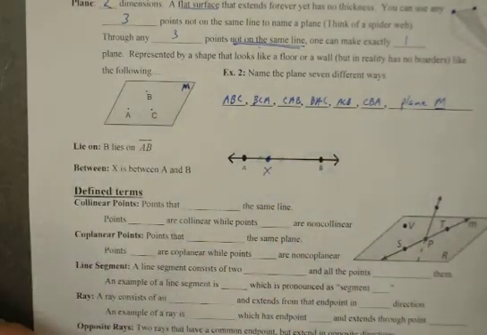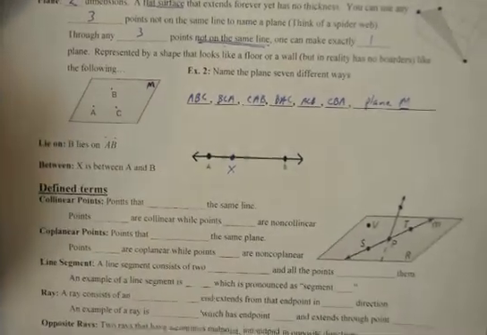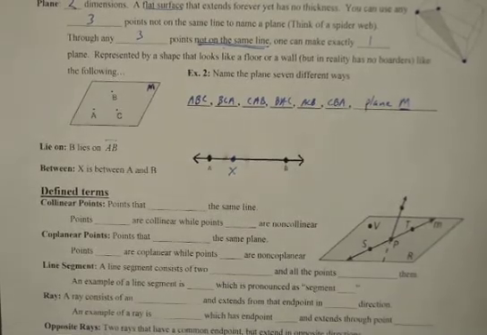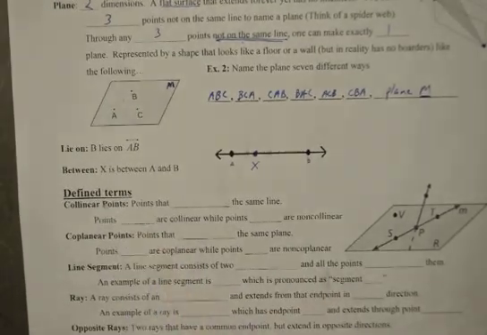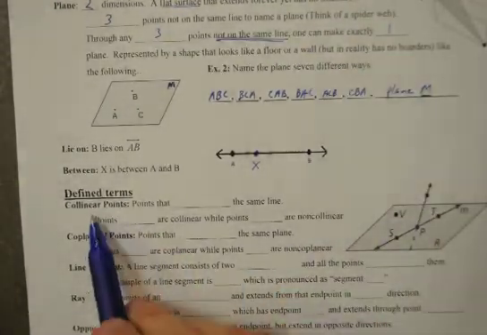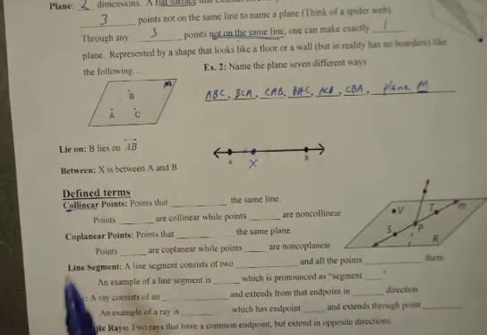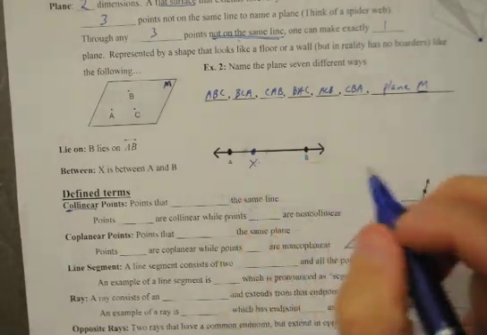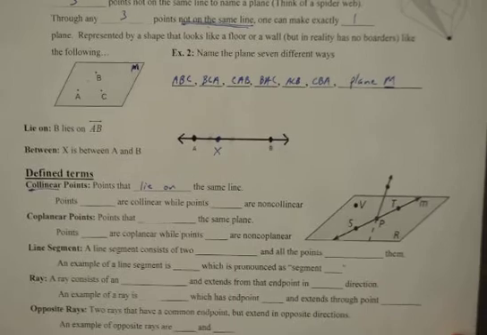Okay, so now that we know these things that are not even real, we can now build the geometry. So here we go, defined terms. These are now some defined terms. We can use these undefined terms. Collinear, like co-captains or co-pilots, like they're on the same team or the same plane. Collinear are points that lie on the same line.